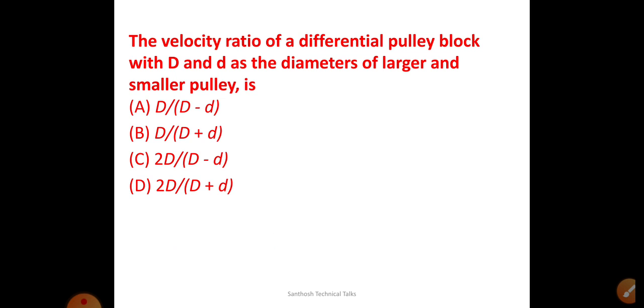And next, very superb question. The velocity ratio of a differential pulley block, with capital D as the diameter of the large pulley and small d as the diameter of the smaller pulley, is equal to 2D divided by (D minus d), where capital D is the diameter of the large pulley and small d is the diameter of the smaller pulley. Here option C is the correct one.